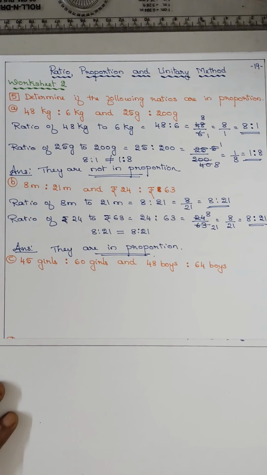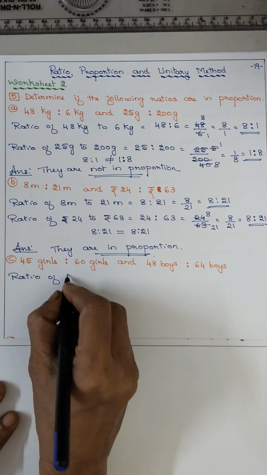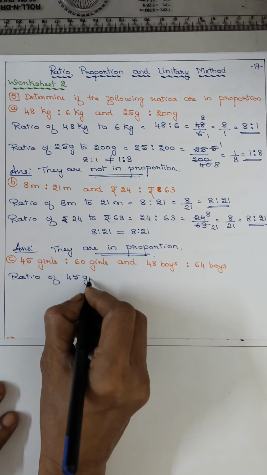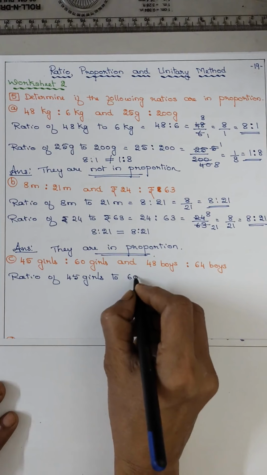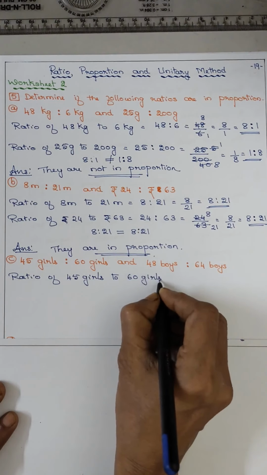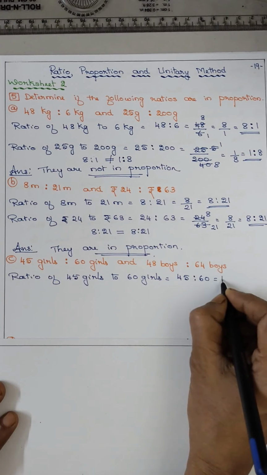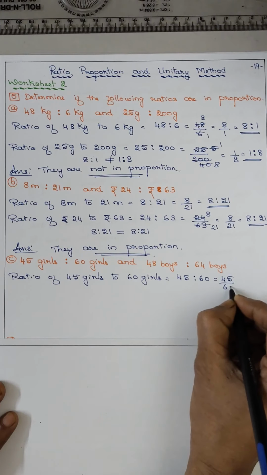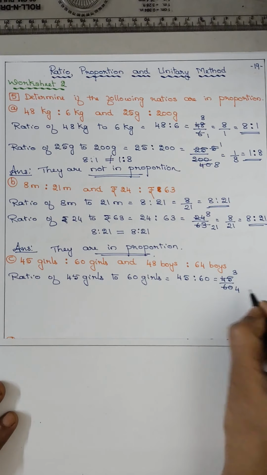Now the 45 girls is to 60 girls. So ratio of 45 girls to 60 girls, 45 is to 60, 45 by 60. In the table of 15, 15 threes are 45, 15 fours are 60, so 3/4, that is 3:4.